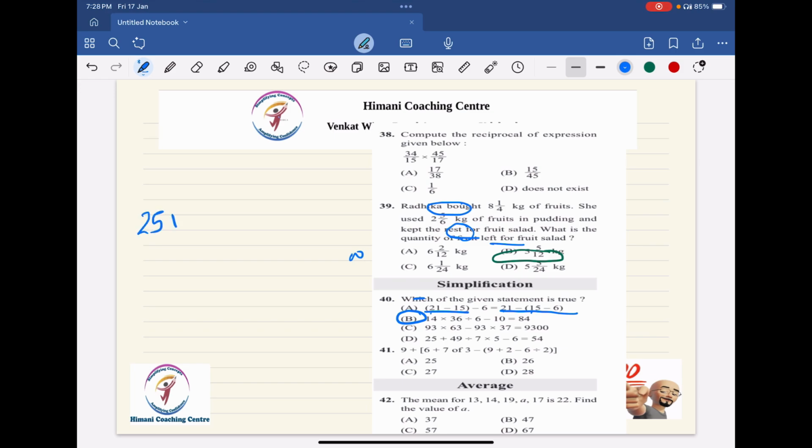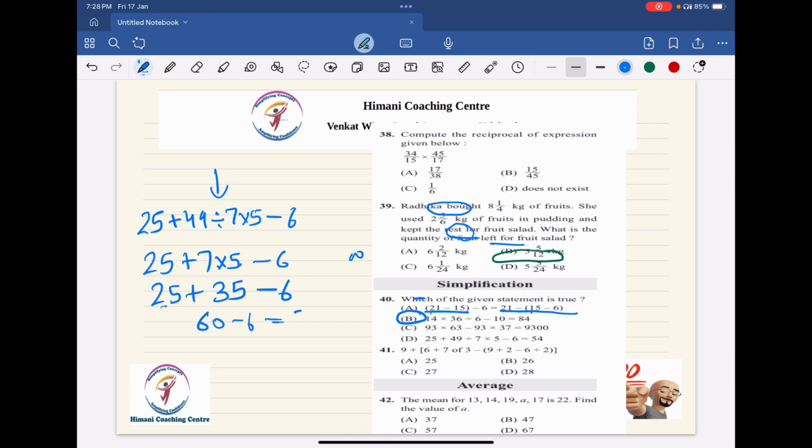So how will you solve it? 25 plus 49 divided by 7 into 5, and then it says minus 6, and they are saying that's equal to 54. Again, the division has to be done first. So 49 divided by 7 is 7. So 7 into 5 is 35. So now you get 25 plus 35 minus 6. So this is 60, and 60 minus 6 is 54.